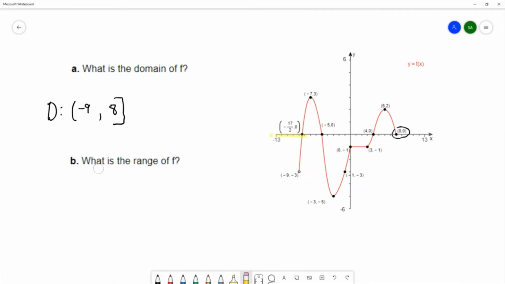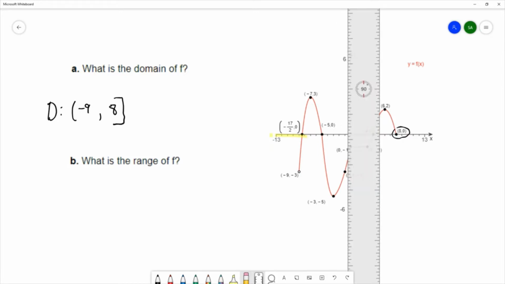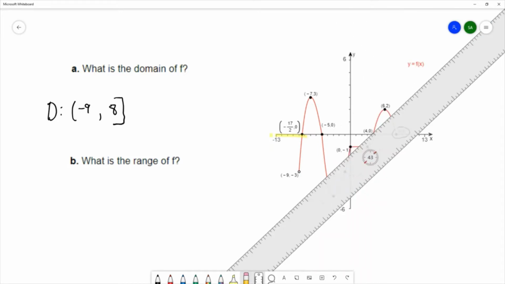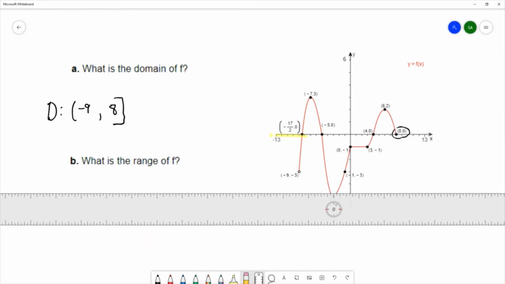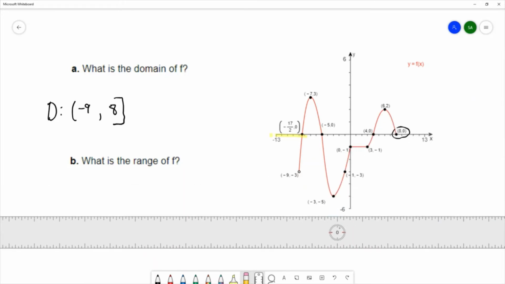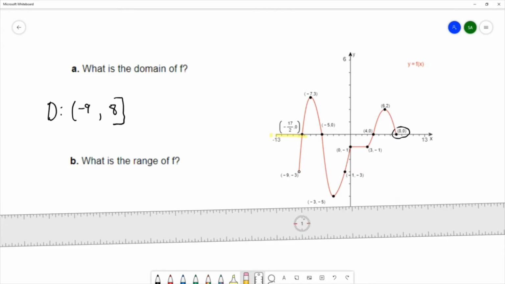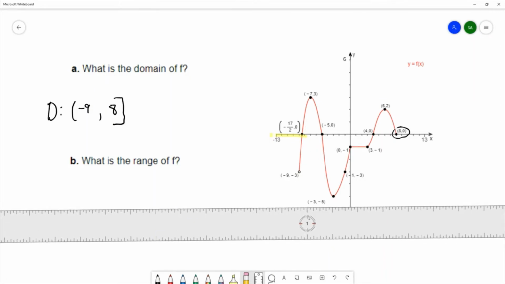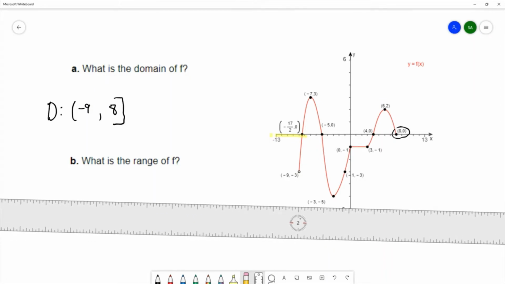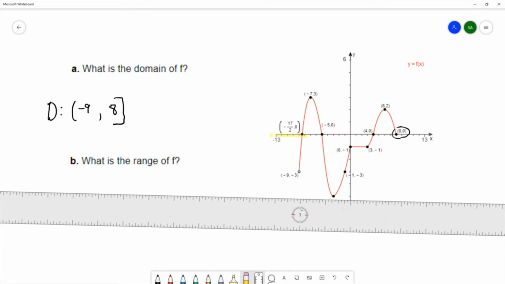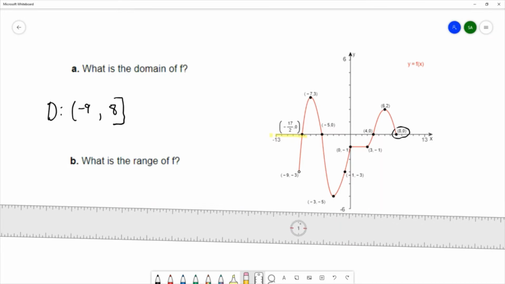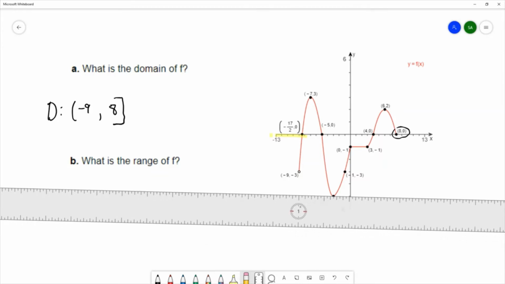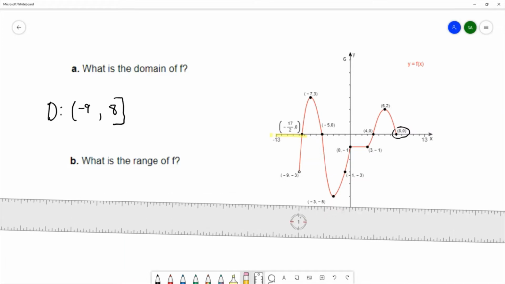The next part says, what is the range of F? Once again, I'm going to use my ruler or pencil, but this time I'm going to hold it horizontally because we're looking at the range, and the range are the Y values. So if we hold our ruler or pencil horizontally, it will be moving across the Y scale. So I'm going to go from bottom to top because interval notation should be written smallest to largest.